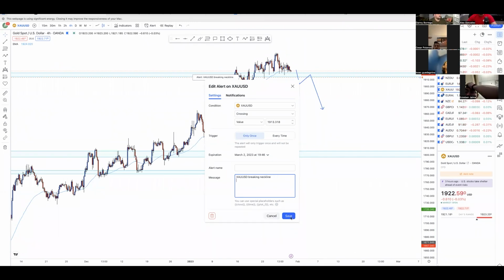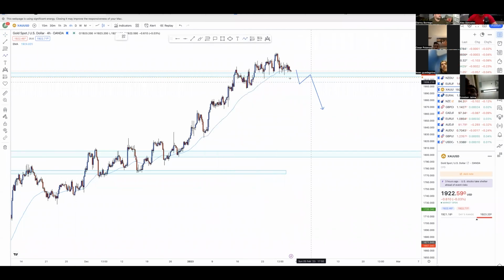So it's going to be breaking the neckline of the head and shoulders. Once it breaks it, I'm like, all right, cool. Nice. Put another alarm literally in the same spot. That's where it'll be retesting the neckline of the head and shoulders to take the trade to the downside. So I'll actually move this one up because it's very interesting. Been waiting for that move since last week.